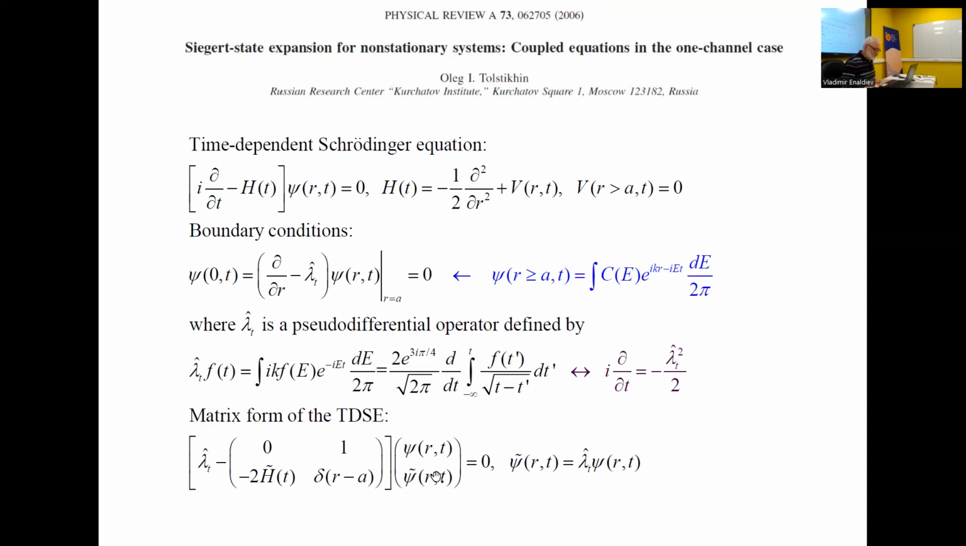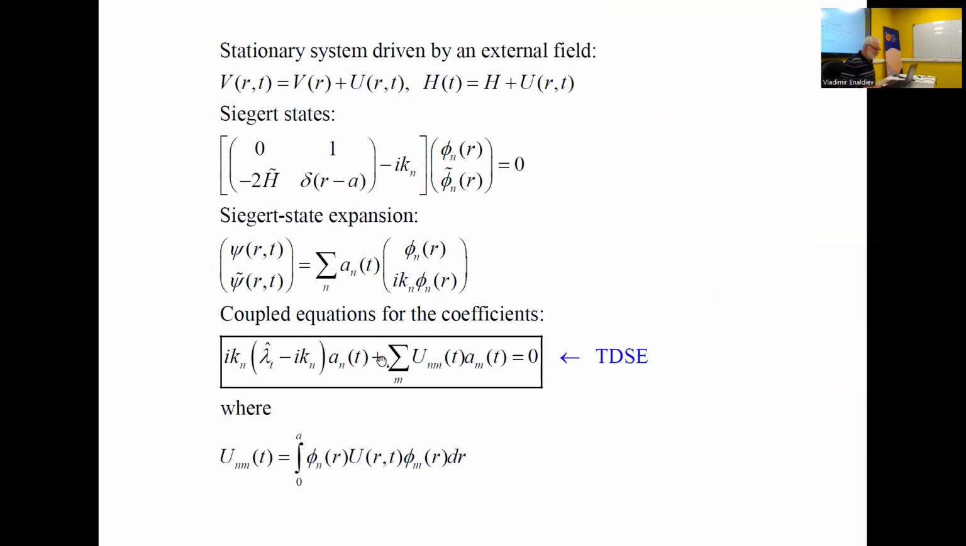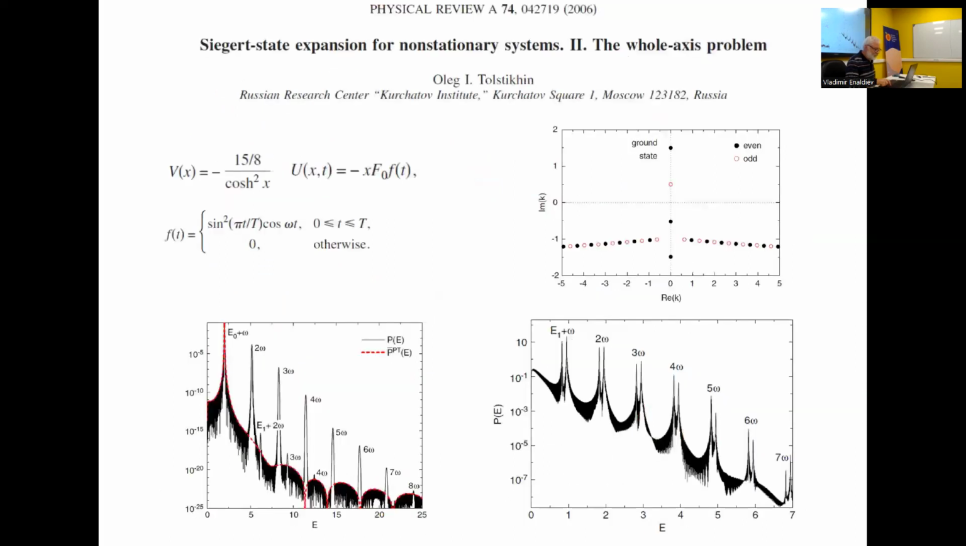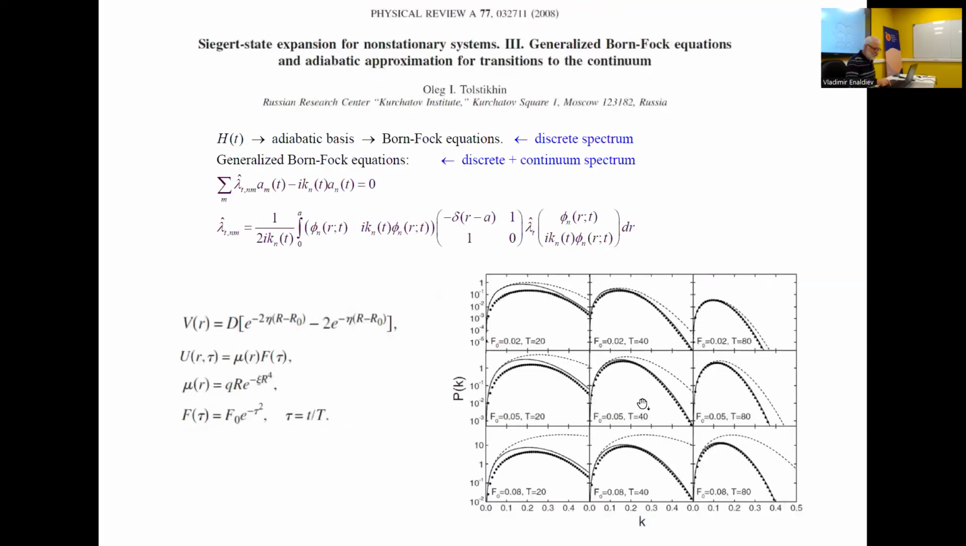So you can expand this in terms of Siegert states and obtain the coupled equation for the coefficients. They're pseudo-differential equations because this is the square root of d over dt. And this works very efficiently, and some physical effects like rapid doubling in continuum were predicted using this approach. And then I derived, if potential varies slowly with time, we can switch from diabatic basis to adiabatic basis and obtain generalized Born-Fock equations. Why is this needed?